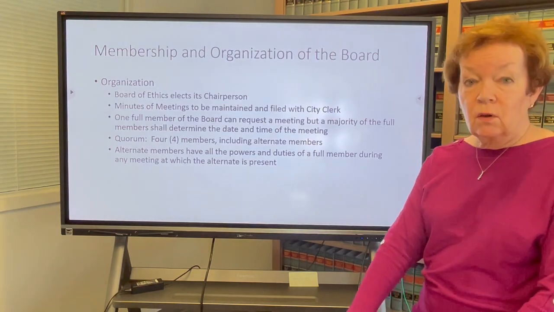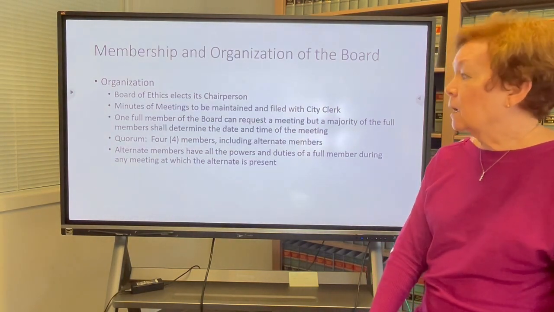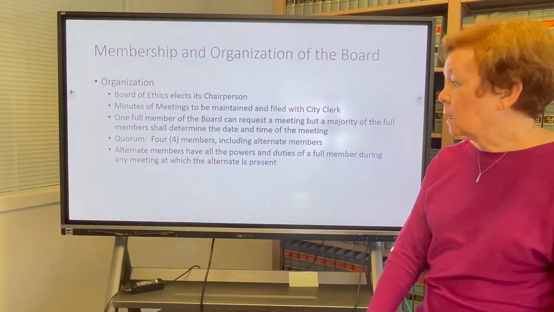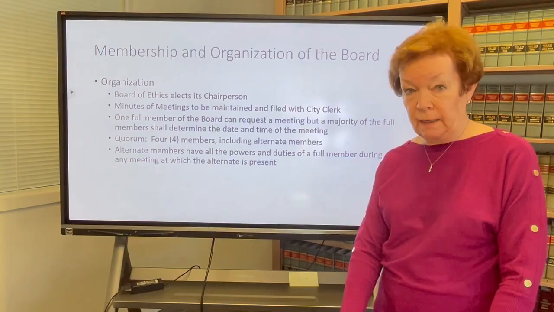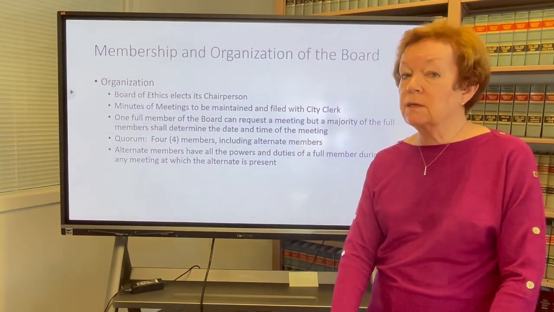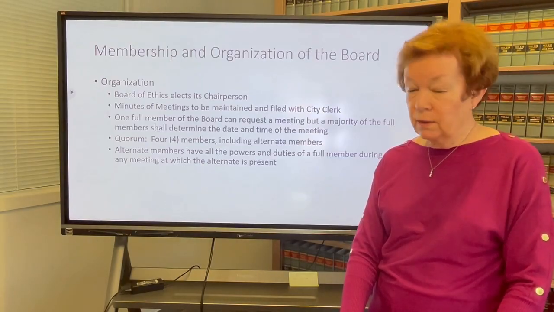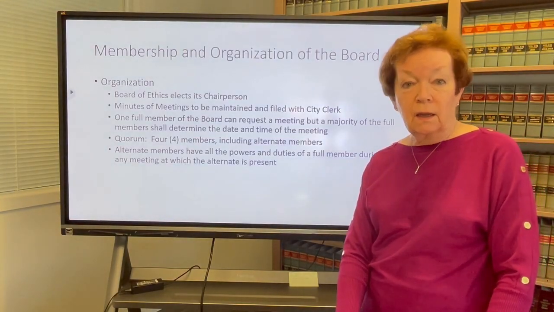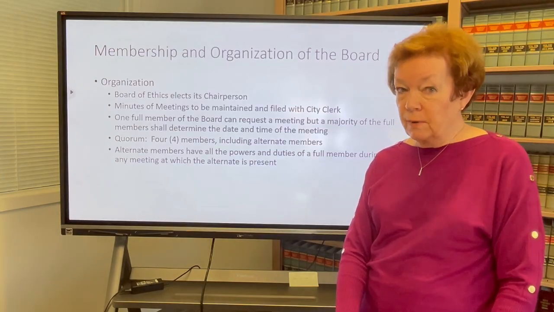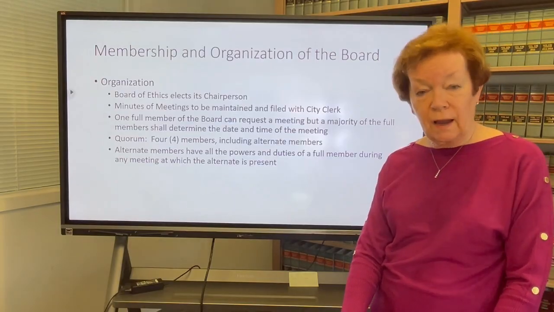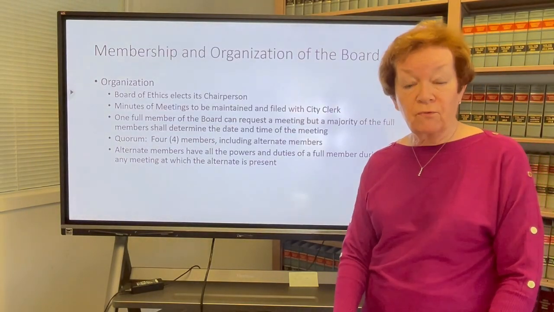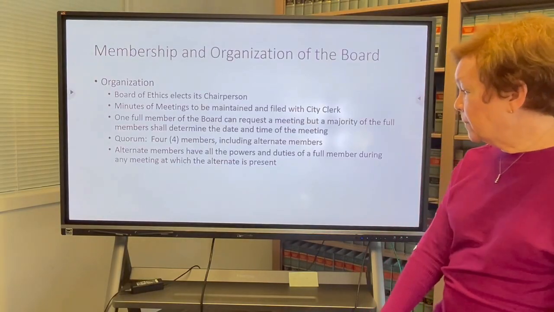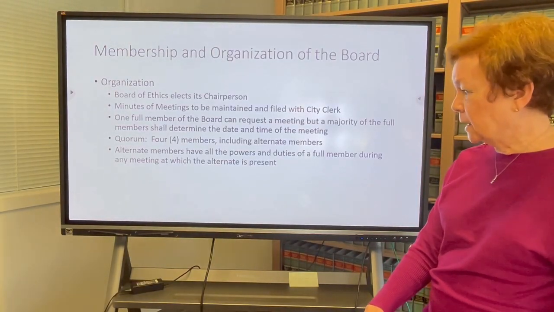The Board of Ethics elects a chairman. Minutes are maintained and filed with the city clerk. One full member of the board can request a meeting at any time, but the date and time of the meeting is decided by the full board. Just so you know, there are monthly meetings that are scheduled, but that can be altered based on the current need. In order to have a meeting, there must be a quorum of 4 members. Alternate members who attend have all the powers and duties of a full member during any meeting.